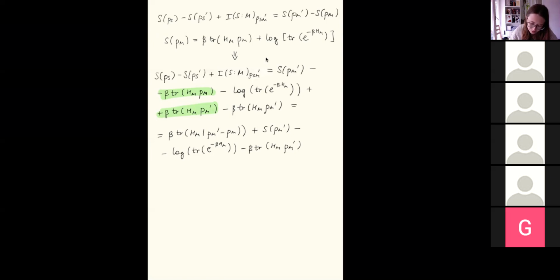And the next observation that we have to make is that the relative entropy of rho M prime given rho M can be written as equal to the following: minus S of rho M prime minus trace rho M prime log of e to the power minus beta H_M over trace e to the power minus beta H_M.